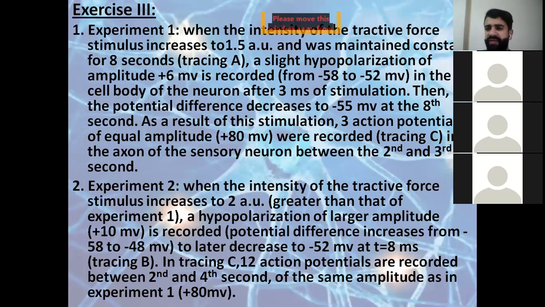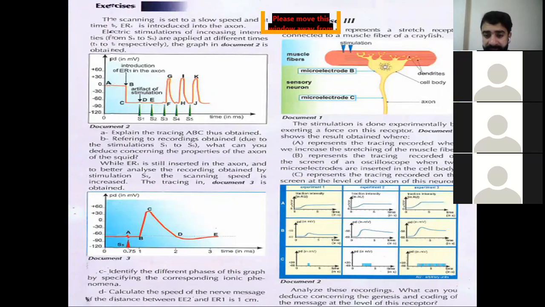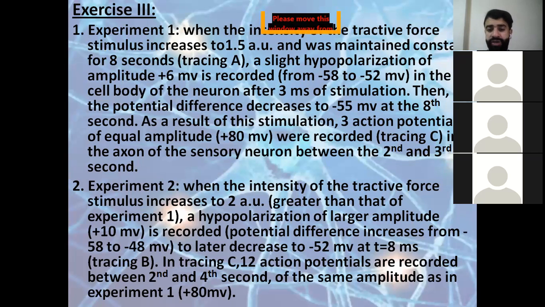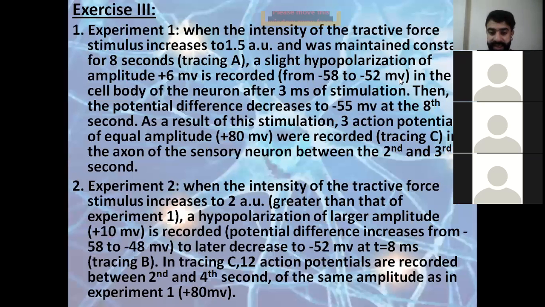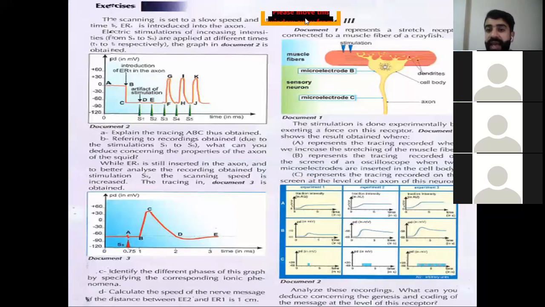So it increases from minus 58 to about minus 48 or minus 45. It depends. And then it decreases finally to minus 52 after 8 seconds. So here in tracing C, about 12 action potentials were recorded. Sure, we're not going to count them exactly, but about 12 action potentials were recorded in this tracing C. Between second 2 and second 4, they have the same amplitude as in experiment 1, about 80 millivolts. So all of them have the same amplitude.